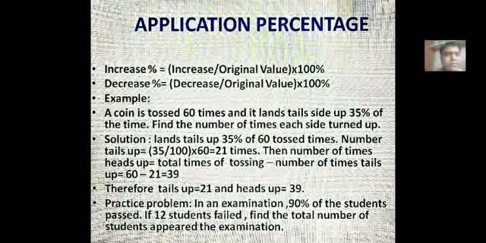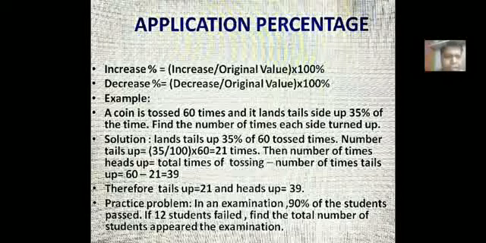Increase percent means how much is the increase divided by the original value, into 100. That is your increase percent. Decrease percent is how much is the decrease divided by the original value, into 100. So that is your decrease percent. Take an example. A coin is tossed 60 times and it lands tail side up 35% of the time. Find the number of times each side turns up.